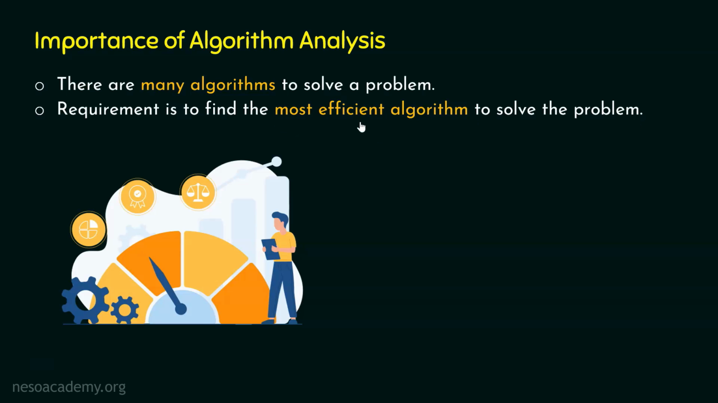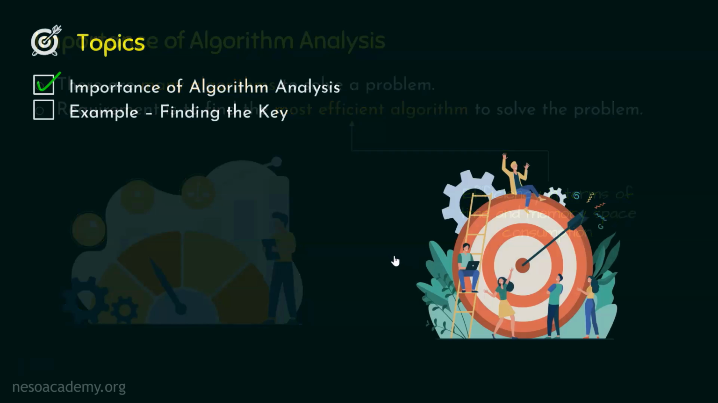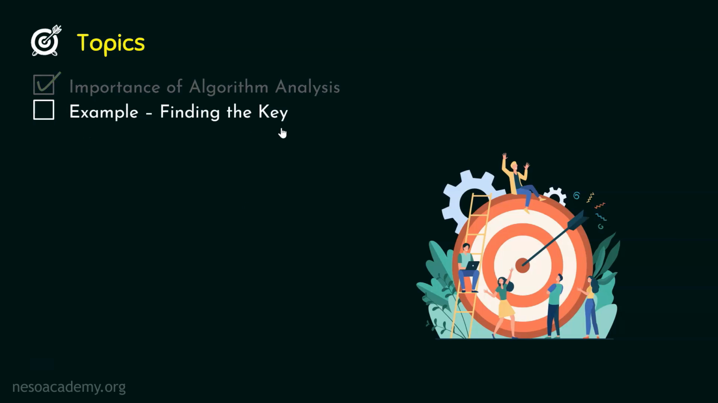Now, what is the meaning of most efficient algorithm? The efficiency of an algorithm is measured in terms of time and memory space consumption. So the most efficient algorithm is the one which takes the least amount of time and memory space. So this is the reason why algorithm analysis is important. Through algorithm analysis, we can select the most efficient algorithm out of many algorithms available to solve the problem. So now we know the importance of algorithm analysis. Let's properly understand this through an example of finding the key in a list.